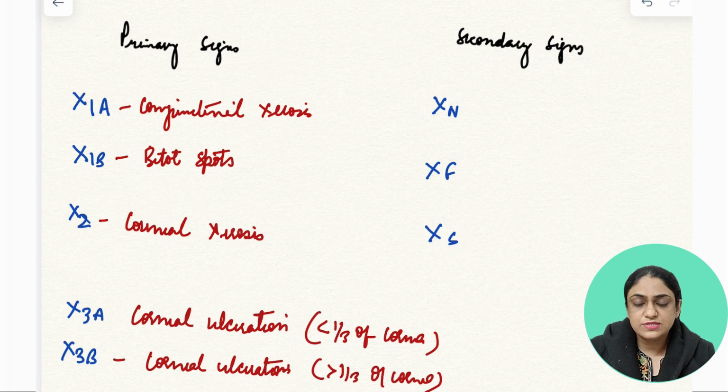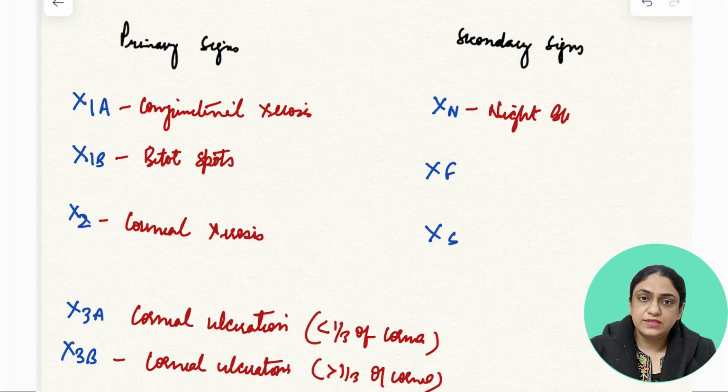X1A is conjunctival xerosis. Please learn this by heart. This is very important for every single prof, every single viva-voce exam, and even for the NEET-PG exam. Multiple questions have been asked every year from this topic. So X1A is conjunctival xerosis, X1B is Bitot spot, X2 is corneal xerosis, X3A is corneal ulceration involving less than 1/3 of the cornea, and X3B is corneal ulceration involving more than 1/3 of the cornea.